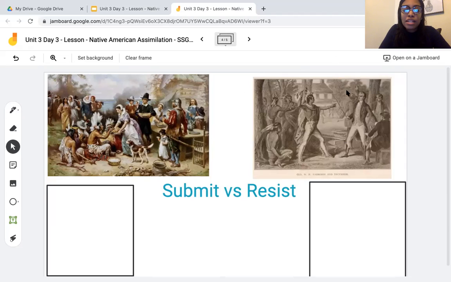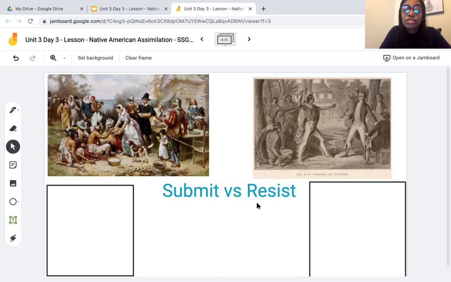Okay, and the last concepts here are submit versus resist. Well, let's look at these pictures. What do we see is going on? I want you to look closely at what the Native Americans are doing. Okay, so we have two groups. We have a Native American and we have who else? The colonizers. What's going on here? The Native American is saying, get away. Okay, very good. There's like a disagreement. They're saying no, right? Very good.